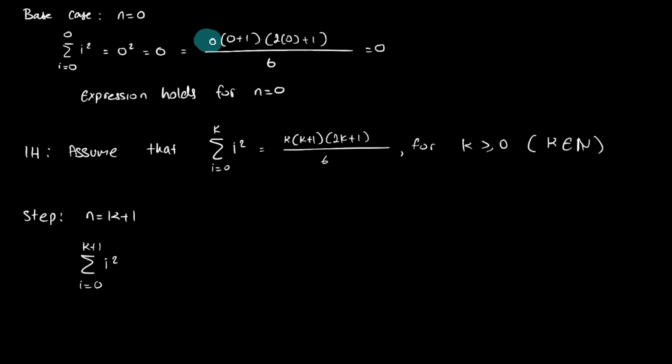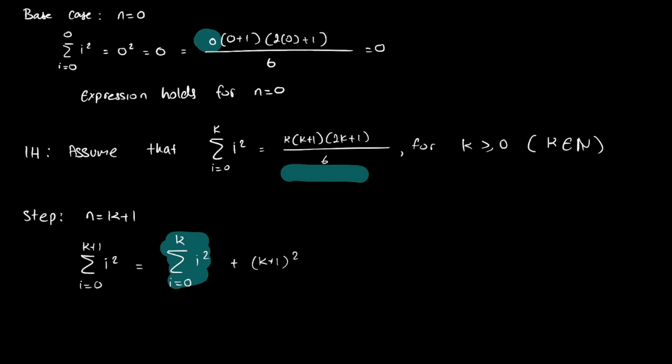And we have a summation here, and what we can do is split this summation expression. We're going to split it into the sum of i squared, i equals 0 to k, plus k plus 1 squared. And this is just using the simple rules of summation. And why do we do this? Well, we can see that this allows us to use our induction hypothesis.